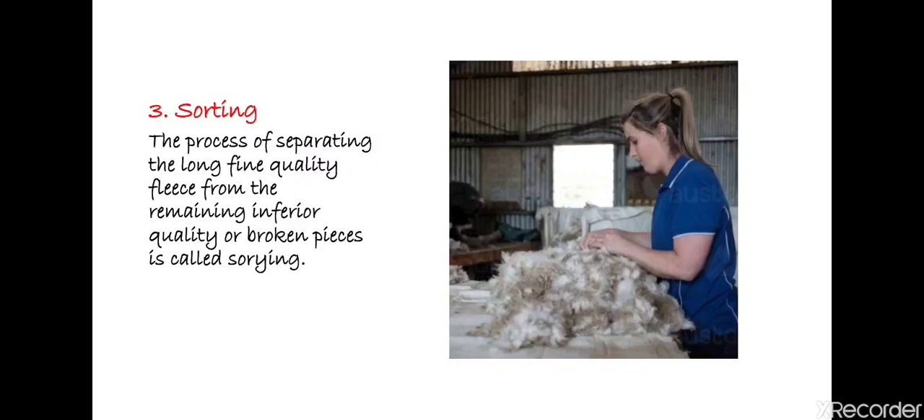I'll just give you one very simple example. A good quality wool is obtained from the shoulder and sides, while inferior quality wool is obtained from the lower legs. When good quality and bad quality get mixed with each other, they need to be separated, they need to be sorted out. In this process they are separated from each other. Here you can see in the picture.